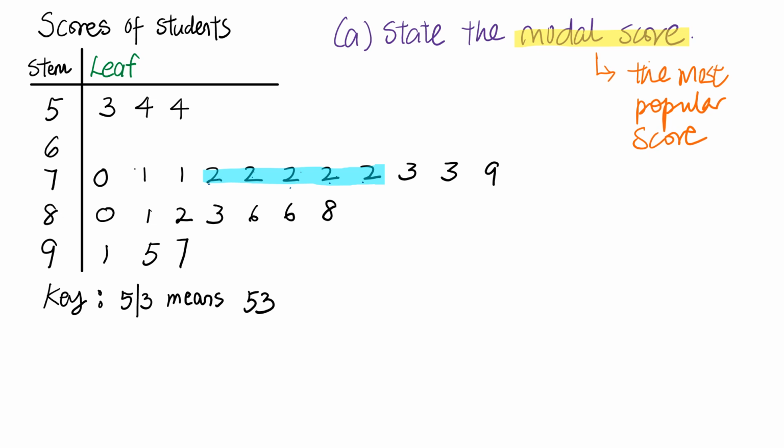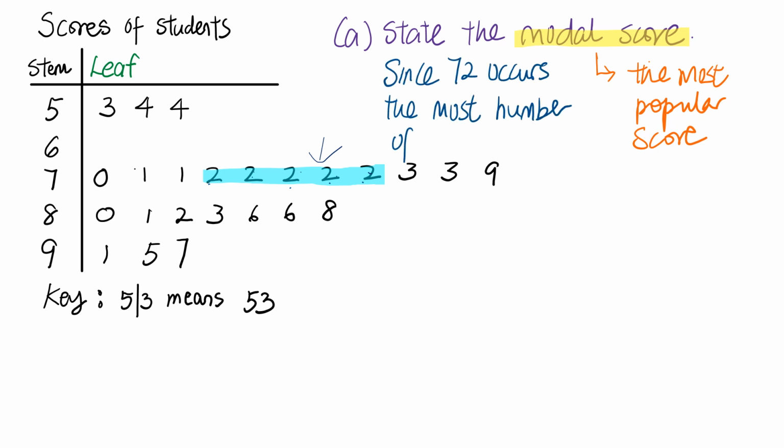So if you look at the stem and leaf diagram, you see that the number 72 appears 1, 2, 3, 4, 5 times. 72 appeared the most number of times as compared to 53 or 54 or 70 or 73 or 86 or whatever. So therefore 72 is the modal score.